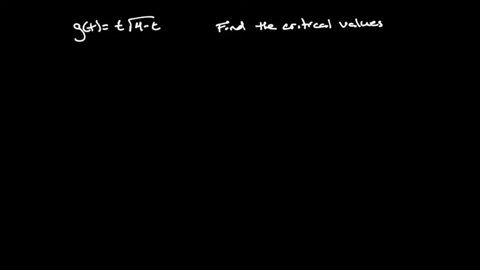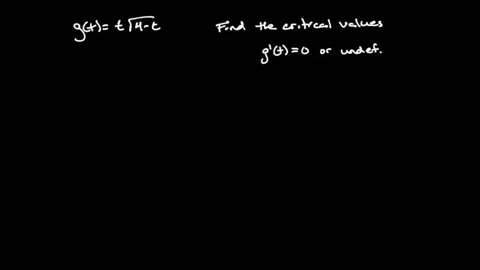All right, so this is a problem that you guys asked about. We were asked to find the critical values of this. So first of all, I need to know what critical values are. Critical values are spots where the derivative, so g prime of t, would be equal to 0 or undefined, right? So 0 or undefined. That's what we're looking for. That would give us our critical values.